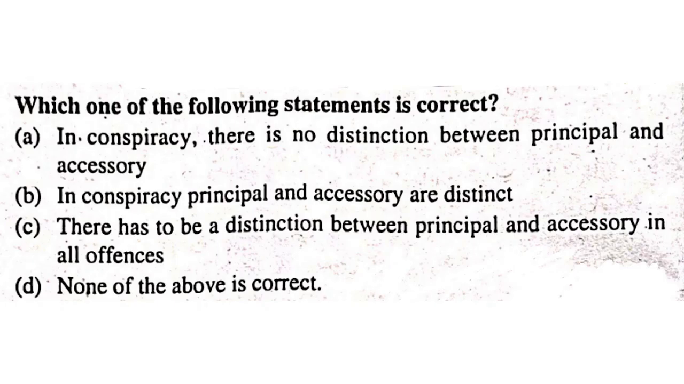Which one of the following statements is correct? In conspiracy, there is no distinction between principal and accessory. In conspiracy, principal and accessory are distinct. There has to be a distinction between principal and accessory in all offenses. None of the above is correct. In conspiracy, there is no distinction between principal and accessory. This is correct.